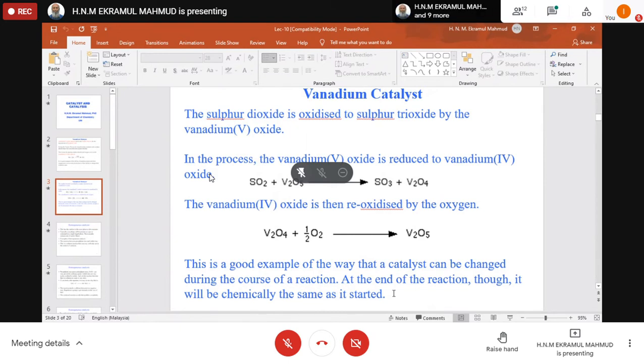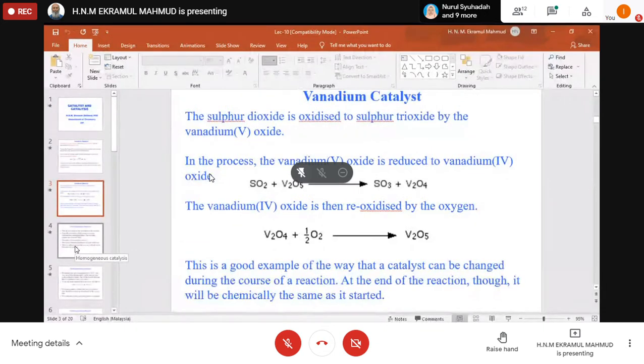The catalyst will change the oxidation state of others, and later it will get back to its own oxidation state and be removed from the reaction as it was before. So this way the catalyst is working. At the end of the reaction, it will be chemically the same as it started, so it will be recovered as the catalyst, because we need to get back the catalyst and use it again.